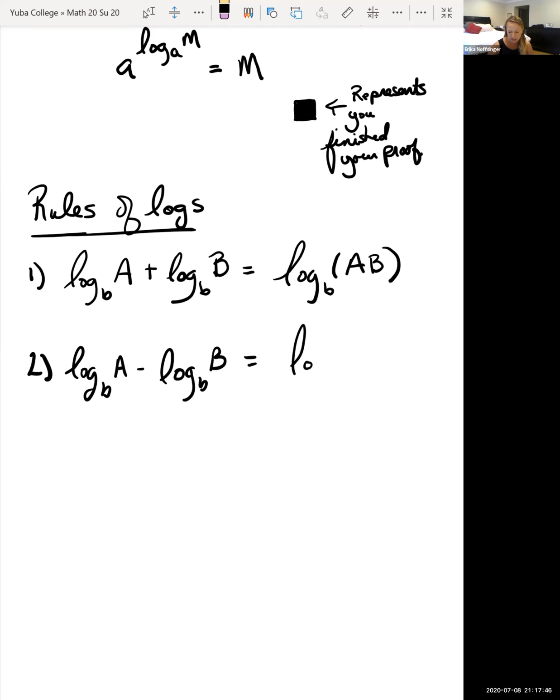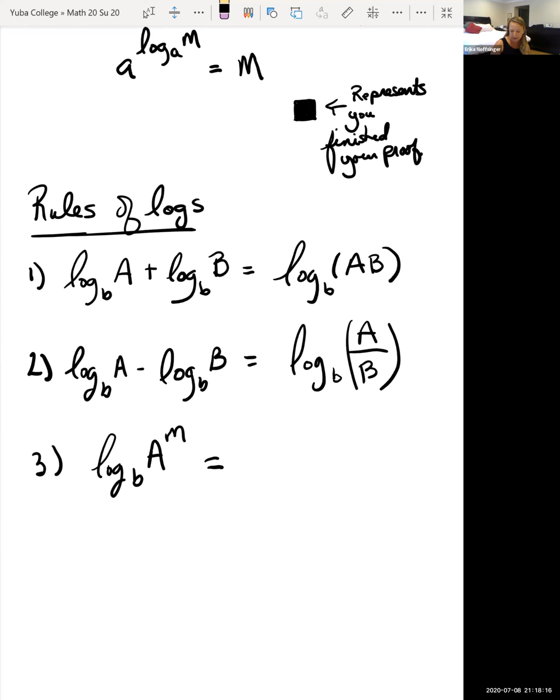If it's subtraction in between, it's division. So what you were taking the log of the first divided by what you were taking the log of the second, and you're taking the log of that. If you have log base b of a raised to some power, maybe call it m, this is the same thing as m times log base b of a.